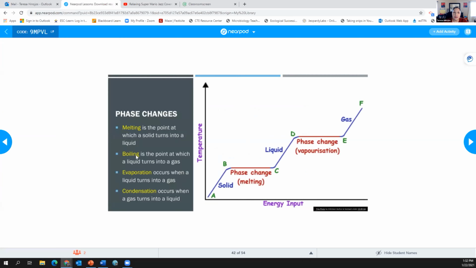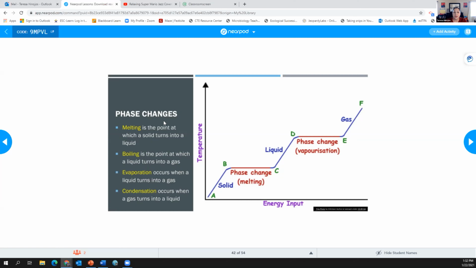So phase changes are something that you need to understand as well. And so a phase change, you all know what they are, but maybe not the way they're described here, right? So you know that when we have something melting, or something boiling, or something going straight into a gas, those are all phase changes. So melting is just the point at which a solid turns into a liquid. Boiling is when a liquid turns into a gas.